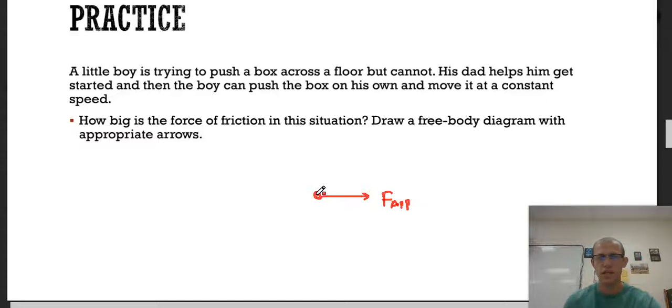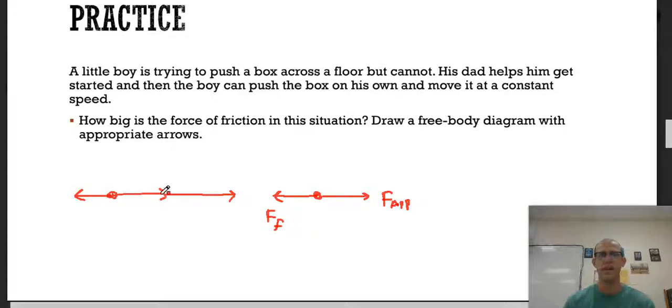So that means there has to be some other force to cancel out this force applied, and that would be the force of kinetic friction. In this case, the boy is able to apply enough force to equally balance the kinetic force of friction to have dynamic equilibrium. Before, when the boy and the dad were helping each other push the box, this is the boy's applied force, this is the dad's applied force, and here's the friction force.